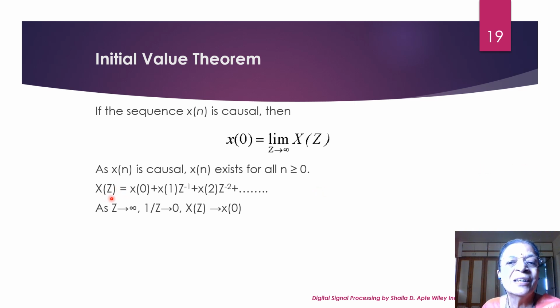So, what will be Xz? Xz will be x0 plus x1 z inverse plus x2 z raised to minus 2, just by writing the coefficients. Now, as z tends to infinity, all these z terms will go to 0, and in that case Xz will tend to x of 0. So, this is what is called the initial value theorem.